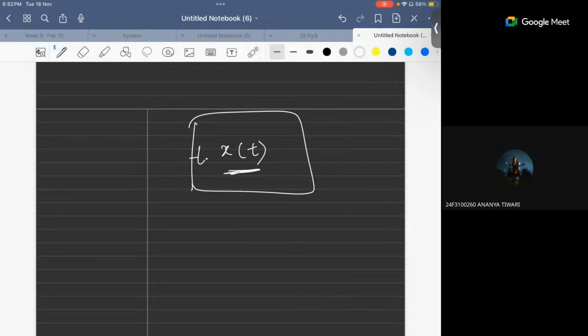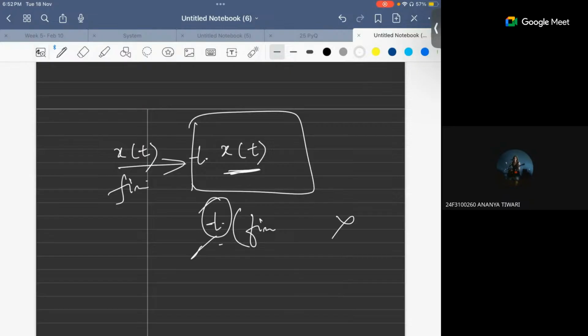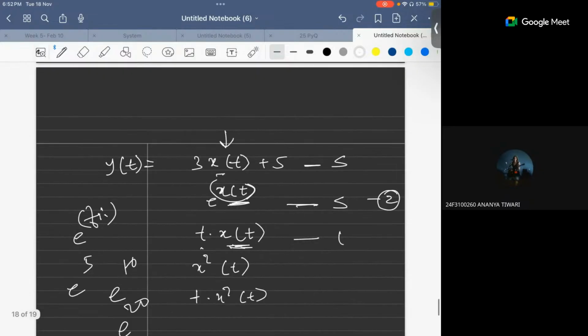We are putting a condition on xt. This input is xt, and it is finite. That's fine. So it is t times a finite value. But this t can be infinite, right? Infinite times some finite value will be infinite. So this is unbounded, unstable. This is unstable for sure.